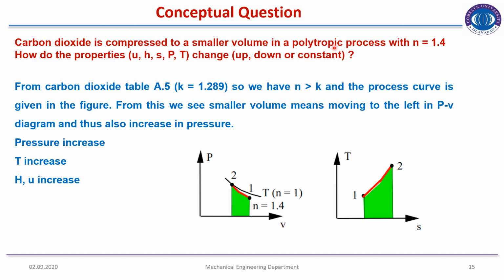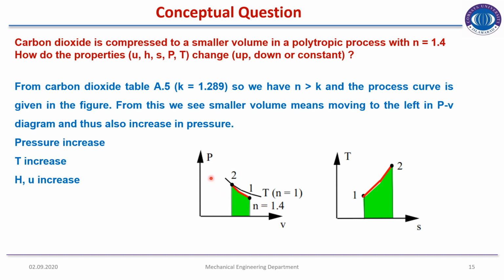For a polytropic process here, the value of n is greater than k. The k in the book, you should remember, is sometimes written as gamma or k. It is the value of the adiabatic index. Similarly, for air the value of n is 1.3 and for gamma it is 1.4. But for carbon dioxide the value of n is 1.4 and gamma or kappa, the adiabatic index, is 1.289. So n is greater than k, and the process curve is given in the figure.